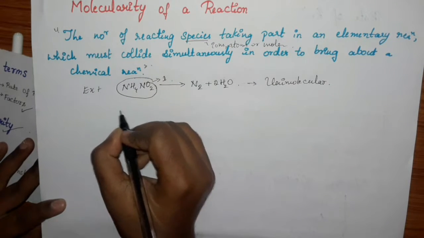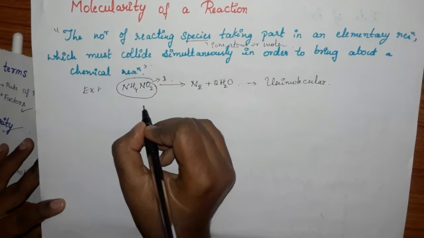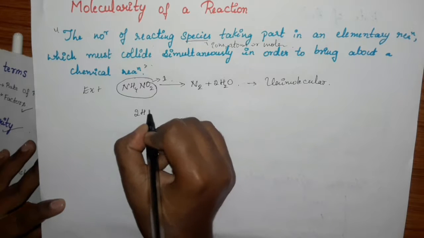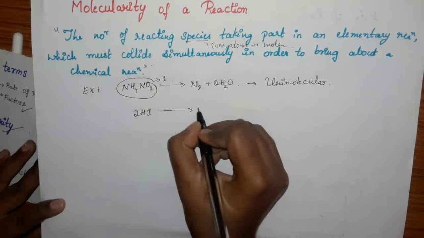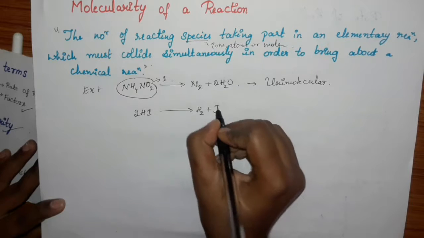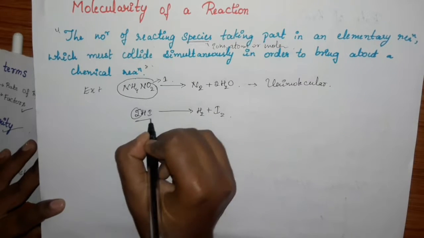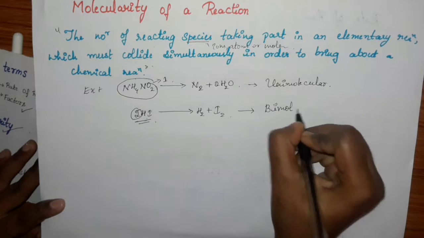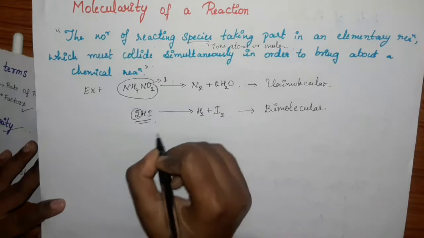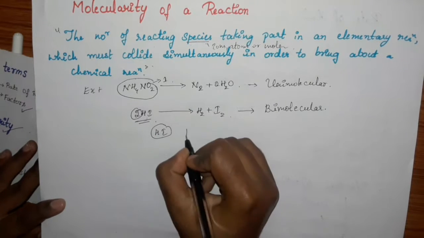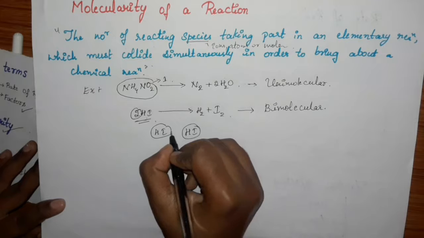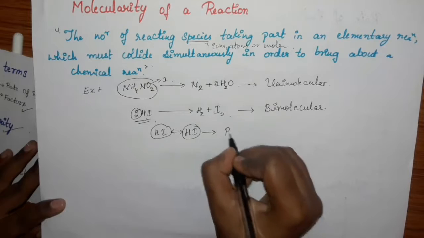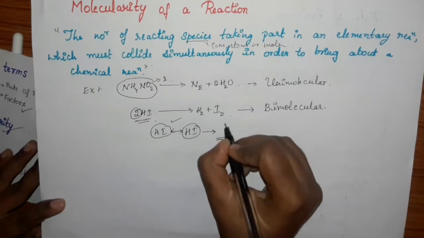Another example of simultaneous collision between two species is the dissociation of hydrogen iodide. 2 molecules of hydrogen iodide dissociate to form hydrogen plus iodine. Here the molecules involved are 2 molecules of hydrogen iodide. So this is the example for a bimolecular reaction. If this is 1 molecule of hydrogen iodide and this is another molecule of hydrogen iodide, both will collide simultaneously to form the products. So here the reaction takes place.